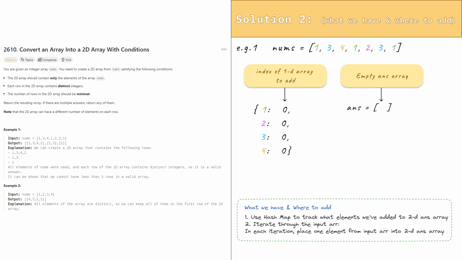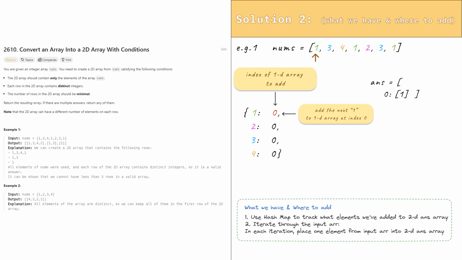The key frequency pair inside our hash map is actually really interesting because the frequency can also denote the index of the 1D array to add. For example, if we already have a 1, then the next 1 should be added to the 1D array at index 0 of our 2D answer array. We will see this in action really soon. Here, we will walk through the same example we used for our solution 1.